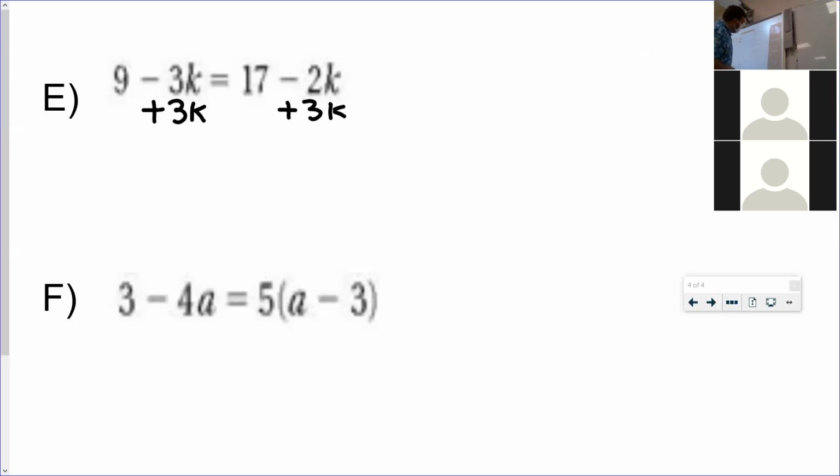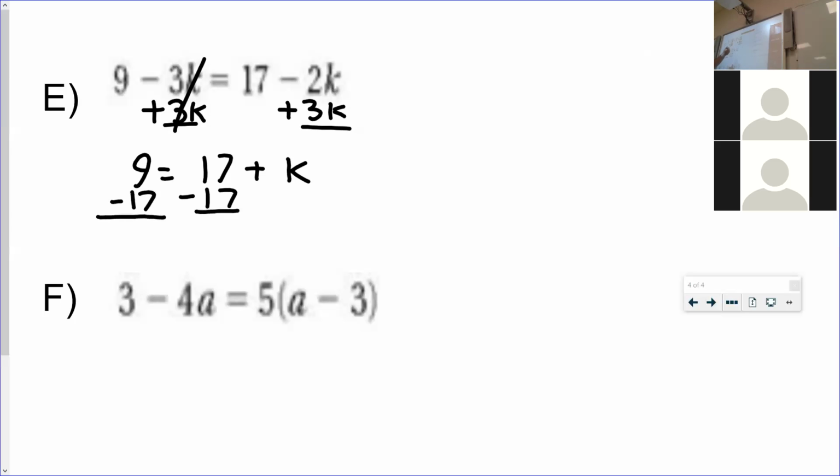Okay, I'm gonna watch you do this one because I'm very confused. Sure. So I add 3K on both sides. This crosses out. 9 equals 17 minus... -2K plus 3K is just 1K. You can just write K. Notice it's 9 minus 17, not the other way around. So that's -8 equals K. Oh, that's what I got wrong. I told you, something with negatives, or adding or subtracting or multiplying.